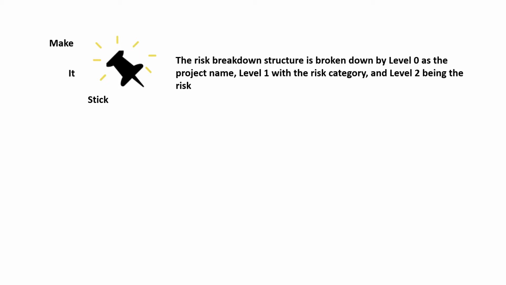So let's make it stick. The risk breakdown structure is broken down by level 0 as the project name, level 1 as the risk category, and level 2 as the risk.